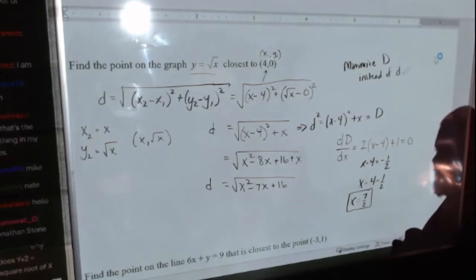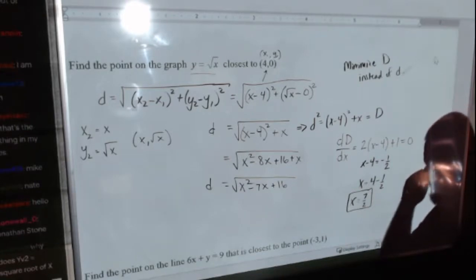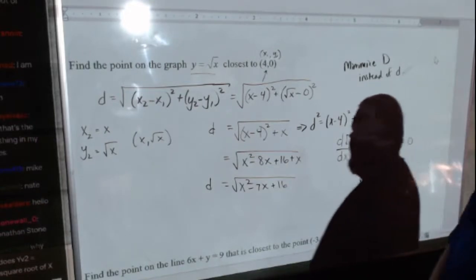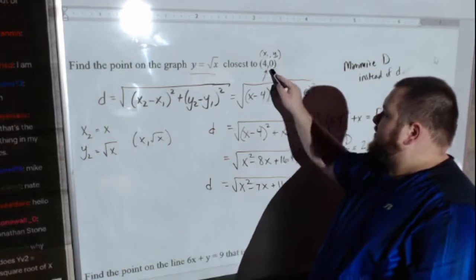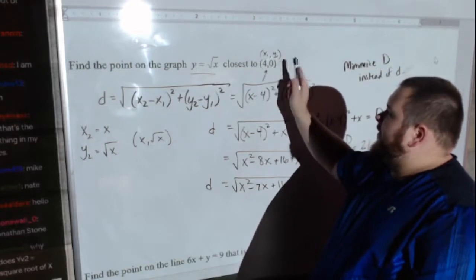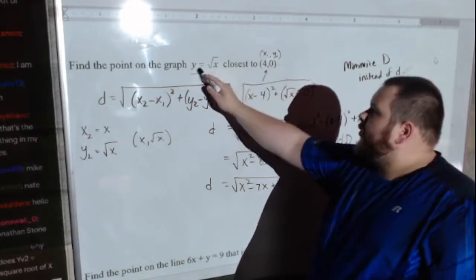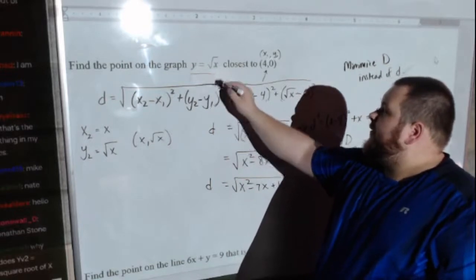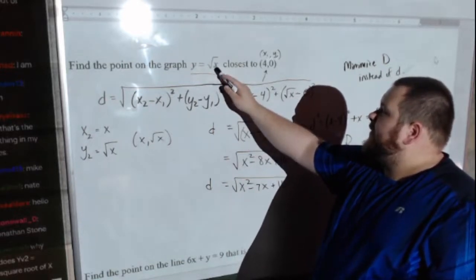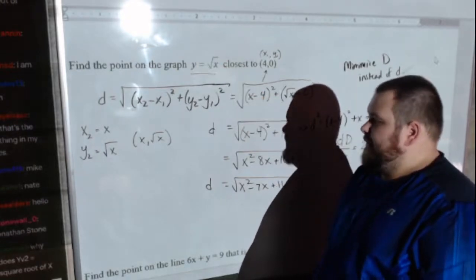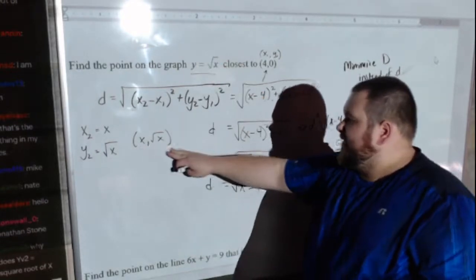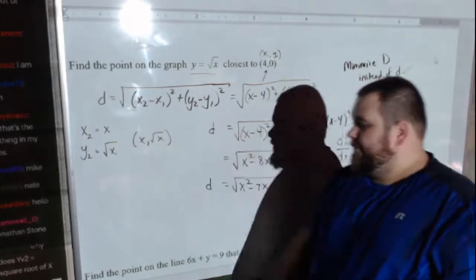So there's a question. Why does y2 equal the square root of x? So we're asked to find a point on this curve that's closest to this point. So if I want to figure out any point on this curve, it would have some x value, and then the y value would equal the square root of x. So that just represents any point along that curve.